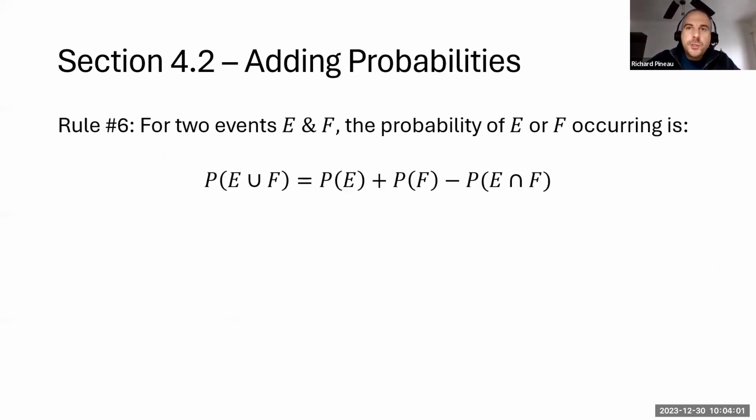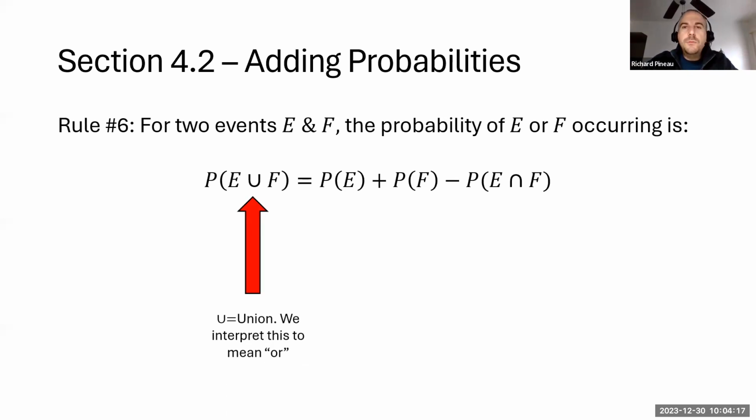All right, now we're ready to get into when do we add probabilities. And so this is the rule that we have, rule 6, and it says for 2 events, E and F, the probability of E or F occurring is given by this formula. So first of all, we have some symbols here. This means union, and we interpret that to mean or. So I would read this as the probability of E union F, or alternatively, the probability of E or F.